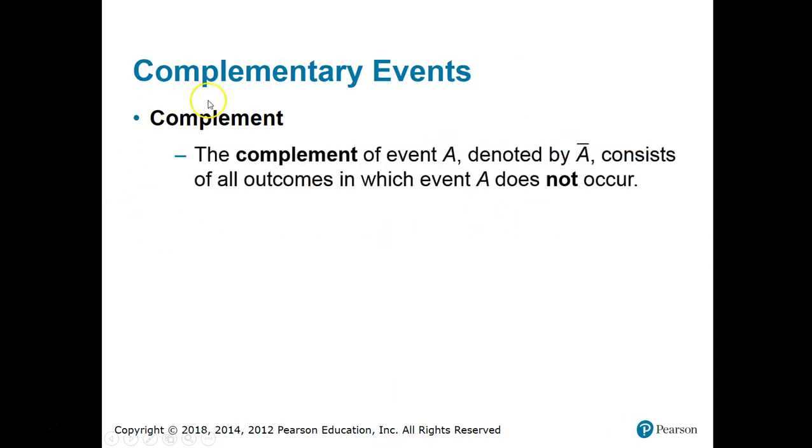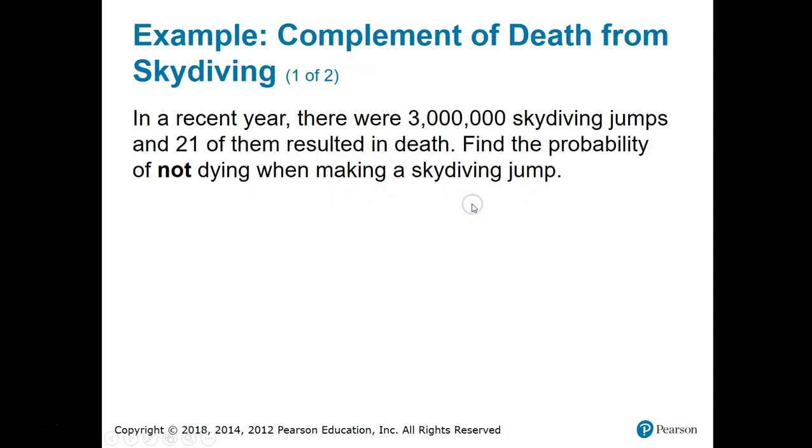Complementary events. Are these events that say nice things to you? No, they're not. They should be, like them saying, hey, you did a good job. No, they don't. Complement just means everything that you're not. That kind of sounds insulting, but that's what it means. So we got A, and then we got A with a little line over it. That's called A bar, and that consists of all outcomes in which event A does not occur.